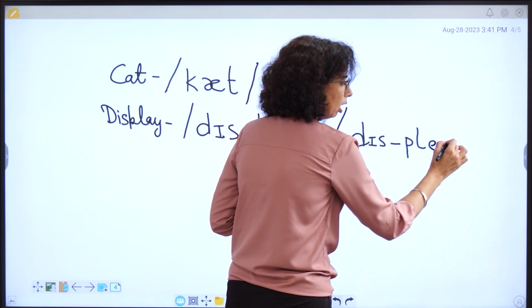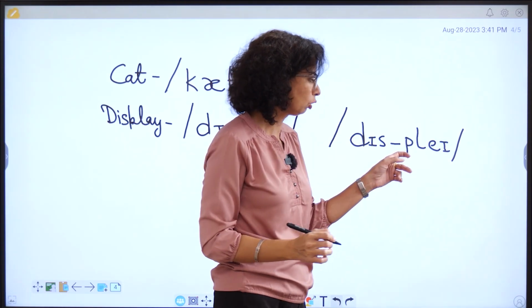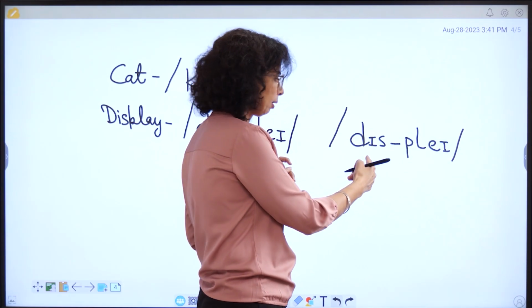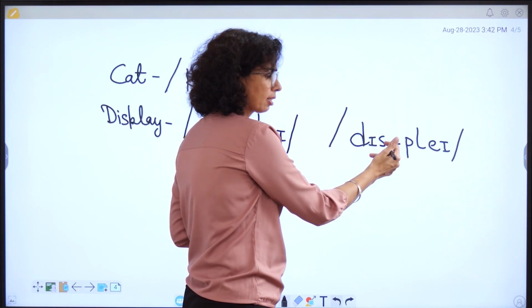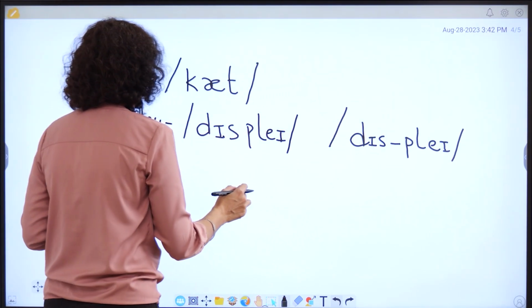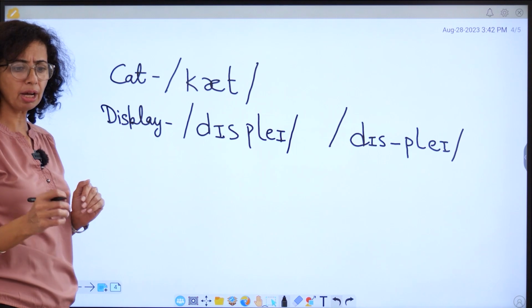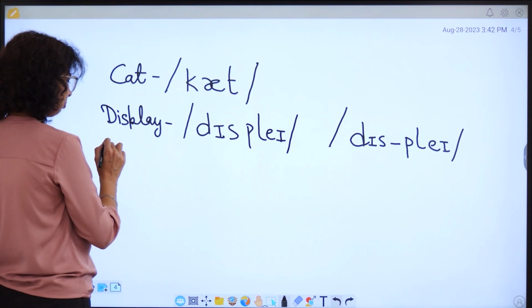Display. A hyphenation is required in between to classify the two different syllables. The first one is this and the second is play. Moving ahead with the trisyllabic word, the trisyllabic word over here is harmony.